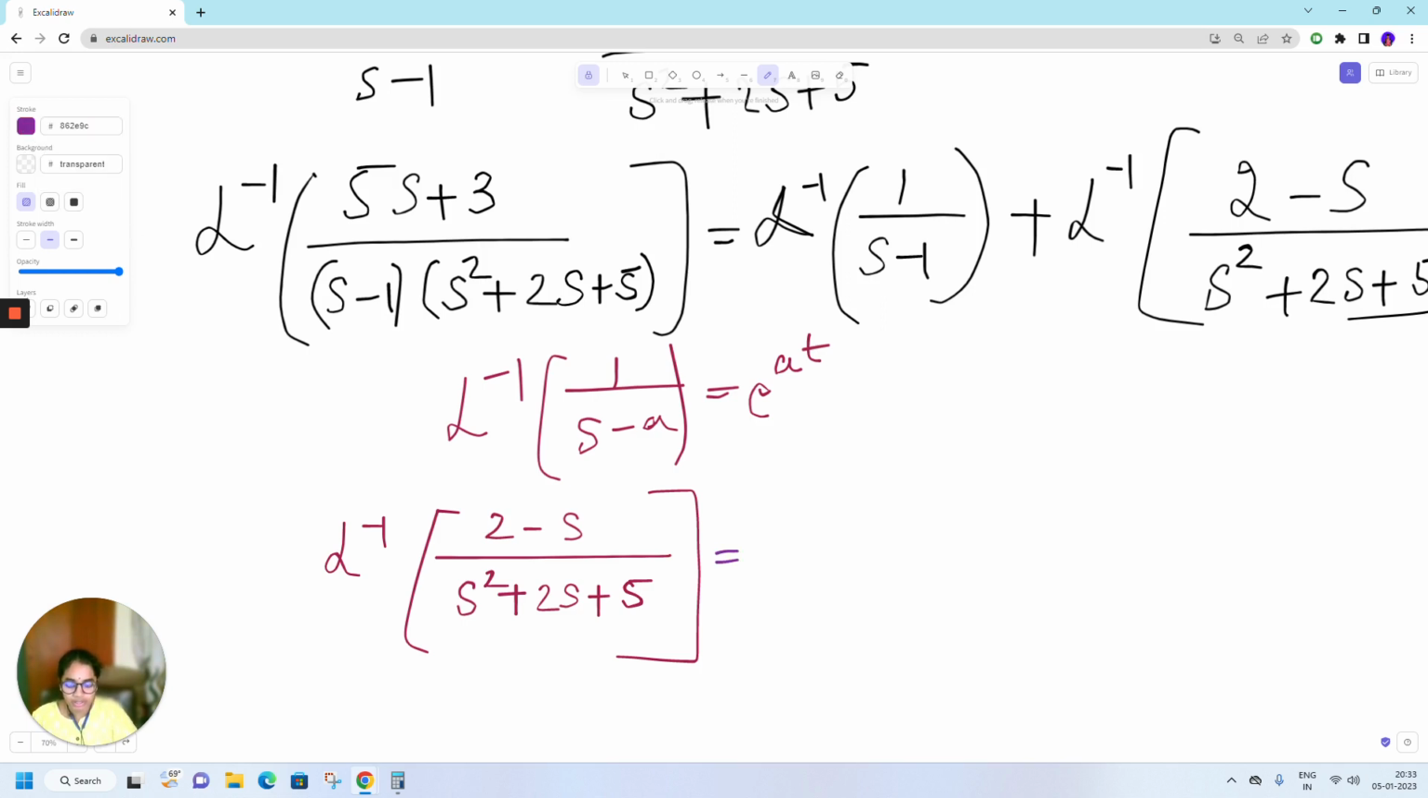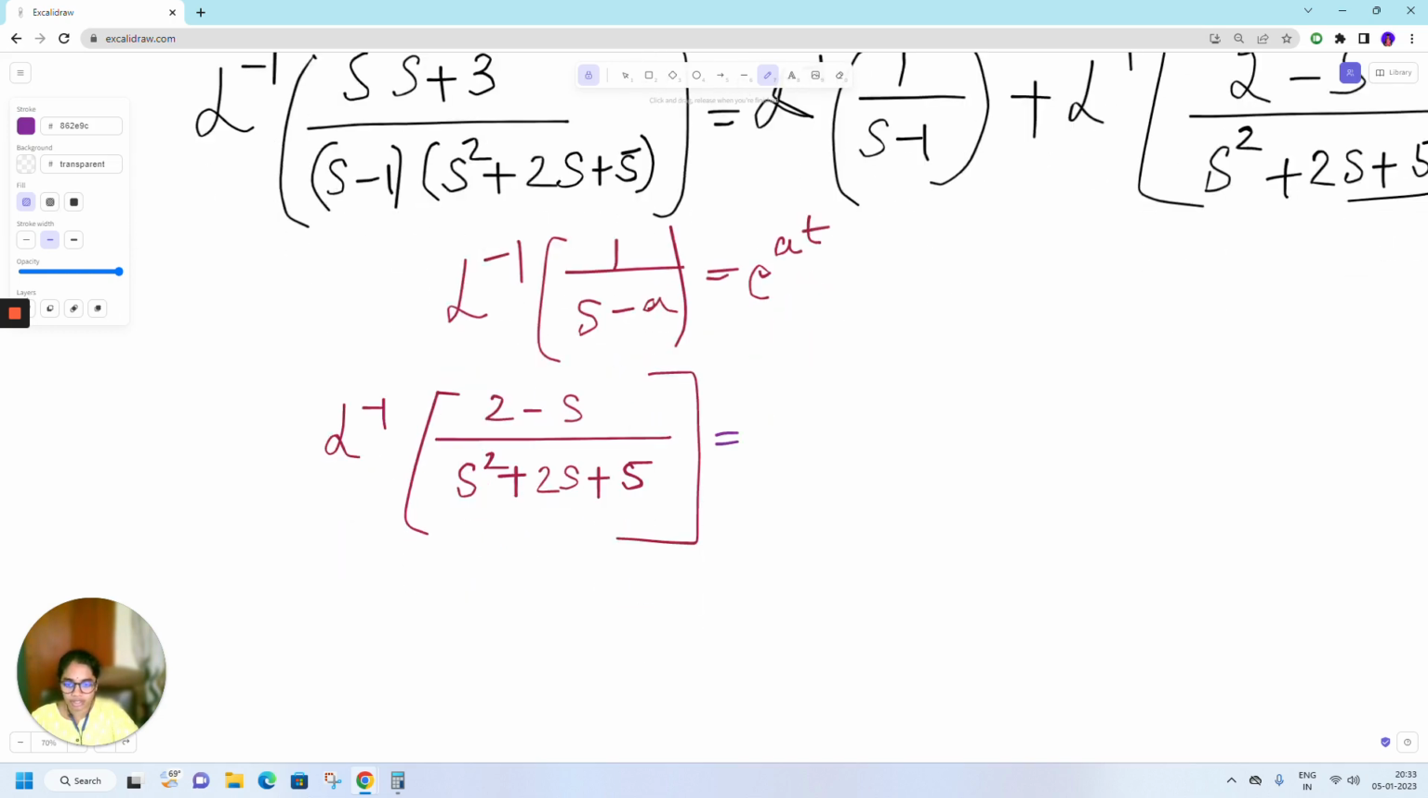Let me first observe if there are any brackets in the denominator. We don't have any, so let me try bringing one. I have a square, and in place of a I have s. So this would be my 2.